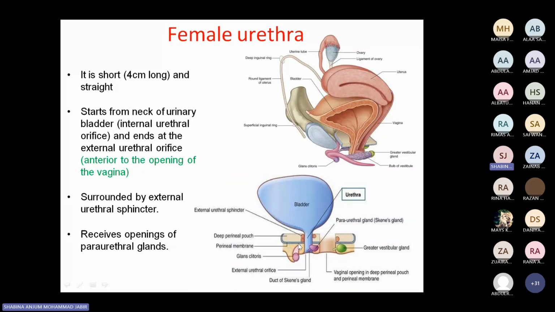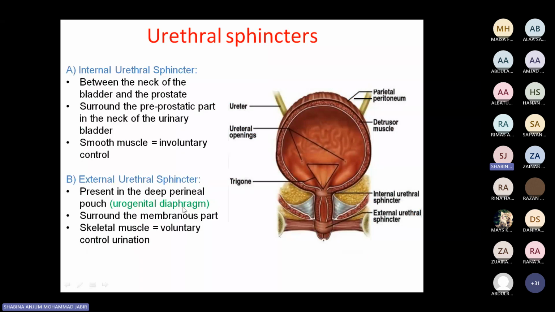Now in the bladder, how many sphincters did you see? You have the internal urethral sphincter. This is between the neck of the bladder and the prostate, in the pre-prostatic part, and it is involuntary in action. Always remember, it has smooth muscle and is involuntary. The external one is present in the deep perineal pouch, in the urogenital diaphragm, and it is surrounded by skeletal muscle. It has voluntary control so that we can control the urine.